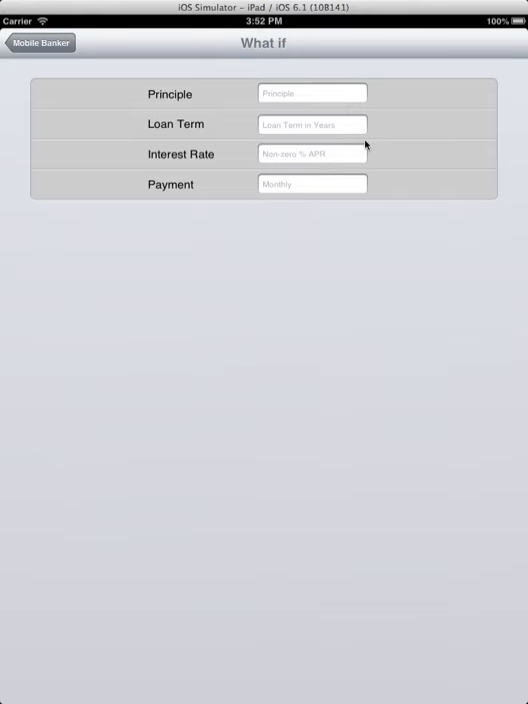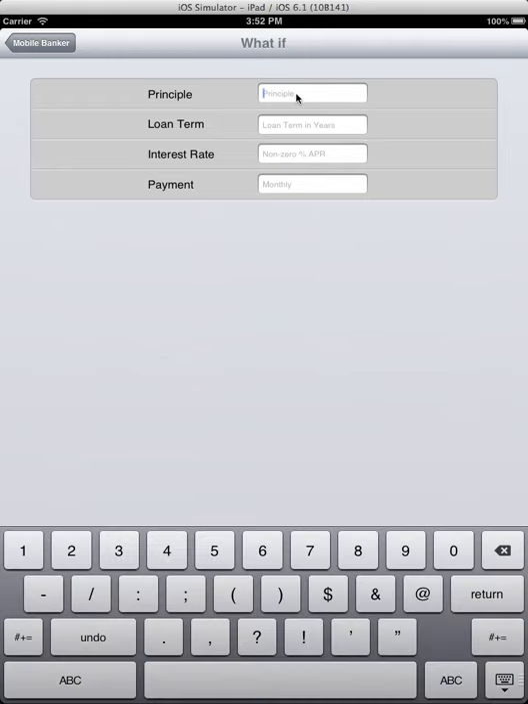This application calculates one variable if three variables are supplied, and the variables we are looking for here are principal, loan term, interest rate, and payment. If three of them are supplied, the fourth will be calculated.